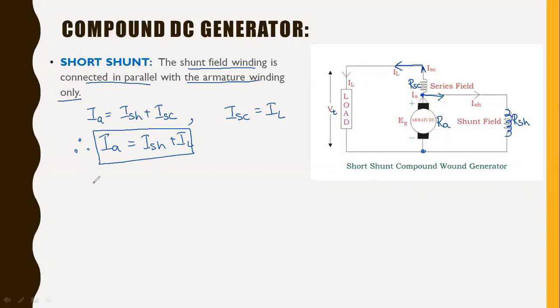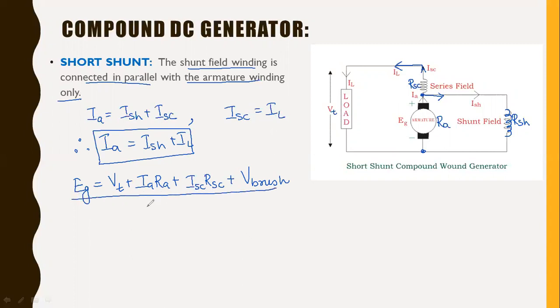Now let's see for the voltage. So EG voltage will be equals to, same thing, EG voltage has to supply the load, correct? So it will be equals to VT plus it has to take care of the armature voltage drop. So IARA drop plus it has to take care of the ISC RSC drop, that is the drop in the series field winding, plus it has to take care of the V brush. Now here we cannot substitute ISC same as IA because ISC is equals to IL. So we will keep the equation as it is. So this is the equation of EG.